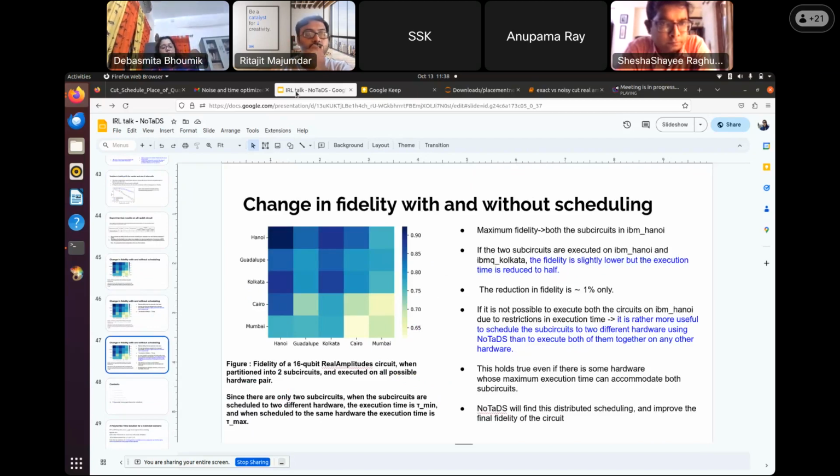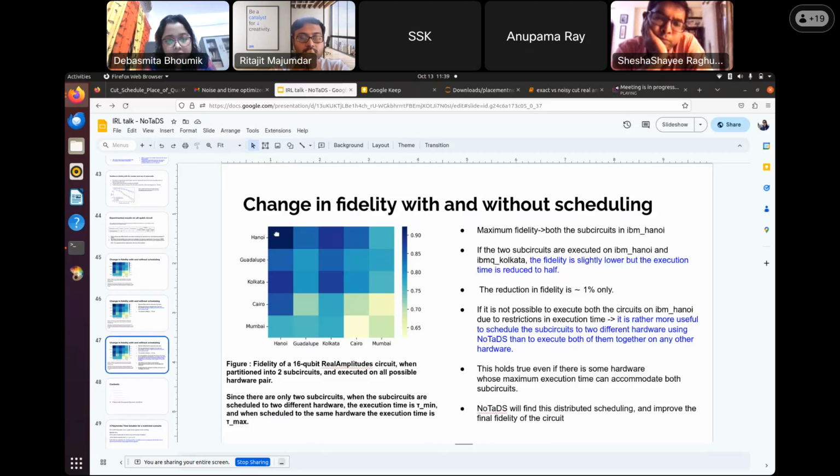Okay, so this is for a 16 qubit real amplitude circuit, but if we take any circuit, what can happen? Suppose in IBM Q Hanoi the qubits are better, less noisy, then of course every time this will give you the better fidelity if you run both the subcircuits in IBM Hanoi. Now suppose the qubits of Cairo are not as good as Hanoi, then if you run both of them in Cairo, it will give you a poorer result. Now our target is not to run both of them on the same machine, but to distribute them.